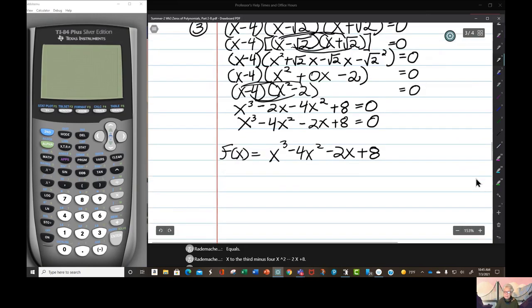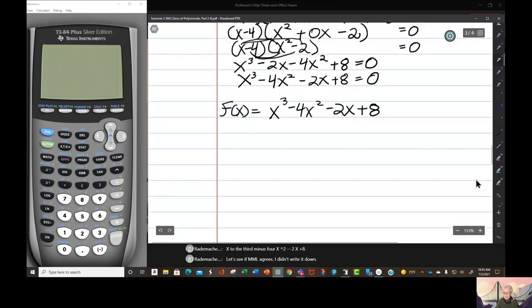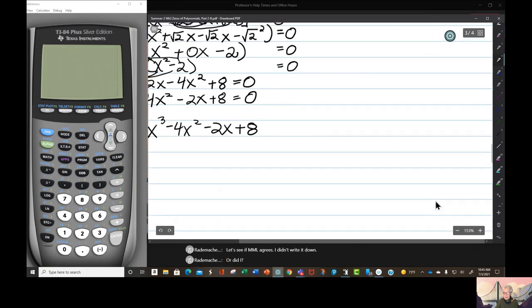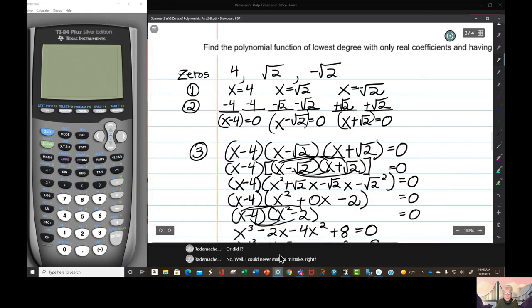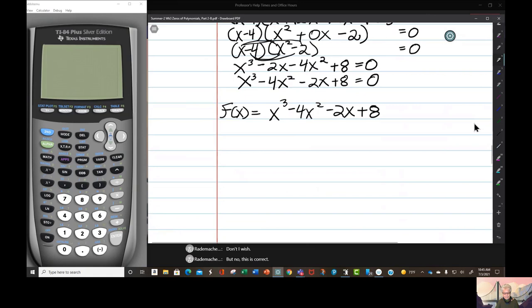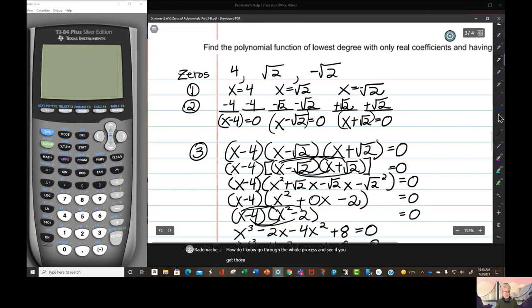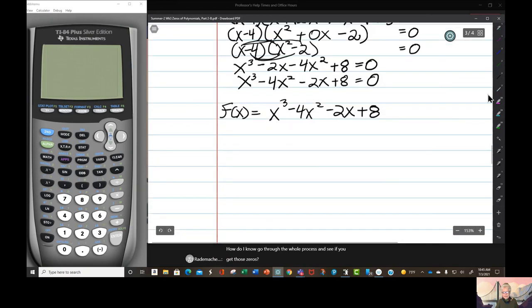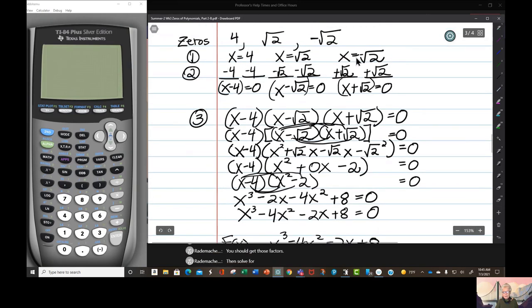Let's see if MML agrees. I didn't write it down. Or did I? No. Well, I could never make a mistake, right? Don't I wish. But no, this is correct. How do I know? Go through the whole process and see if you get those zeros. Factor this. You should get those factors. Then solve for x. You should get those zeros.